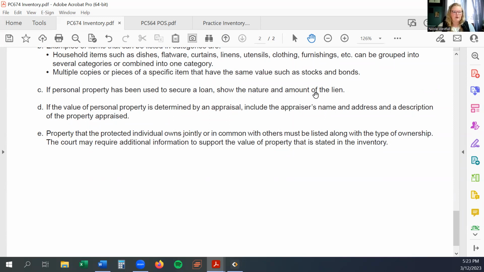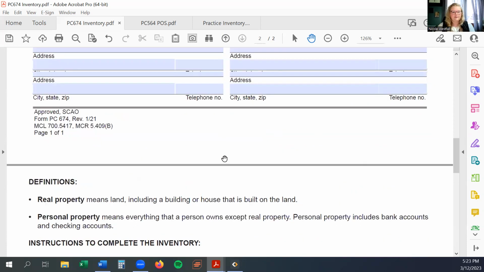Obviously here we're going to show the nature and amount of a lien, if that is something that we need to put on there. If the value of personal property is determined by an appraiser, then you need to put their name and address and a description of the property appraised. And property that the protected individual owns jointly or in common with others must be listed along with the type of ownership. Okay, so those are your instructions.